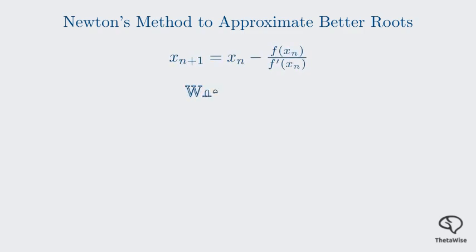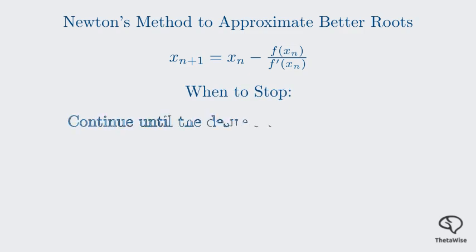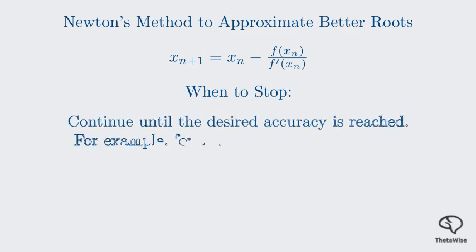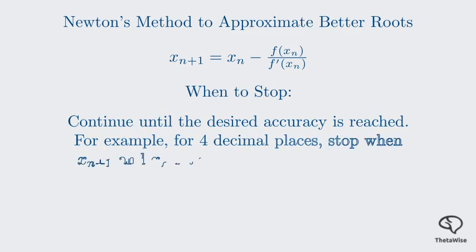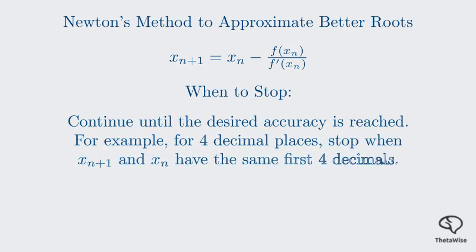How do we know when to stop? We continue the process until the level of accuracy required is reached. For example, if we need the root correct to 4 decimal places, we stop when the first 4 decimals of xn and xn plus 1 are the same.